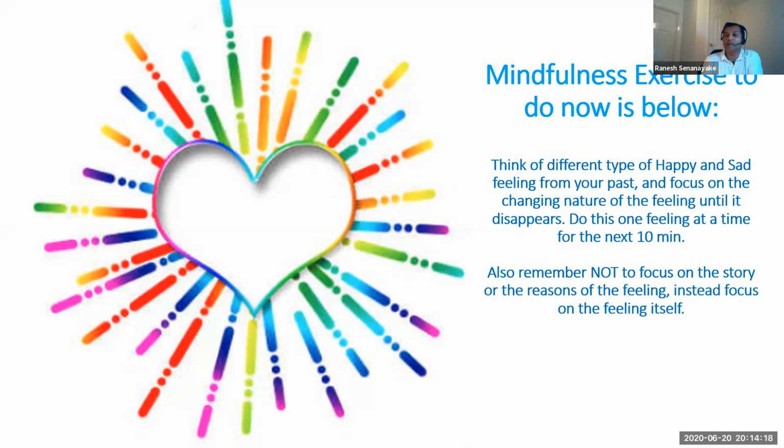So the exercise is, think of a different type of happy and sad feeling from your past and focus on the changing nature of the feeling until it disappears. Do this one feeling at a time for the next 10 minutes. Also remember not to focus on the story or the reasons of the feeling. Instead focus on the feeling itself. So this is what I want you to do. So let's begin the exercise, and then we'll talk about it afterwards. I'm going to play the music for you, and then let's do this for 10 minutes.